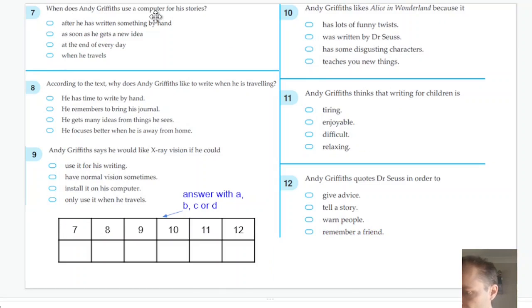So, when does Andy Griffiths use the computer in his stories? If you think it's after he has written something by hand, you'll put A for question 7. As soon as he gets a new idea, B. At the end of every day, C. When he travels, D. Whichever one you think it is. I'm sure most of you have already figured that out, but if you have not, then that is for you. So if you think 7 is A, put A. If you think 8 is D, then put D under 8.